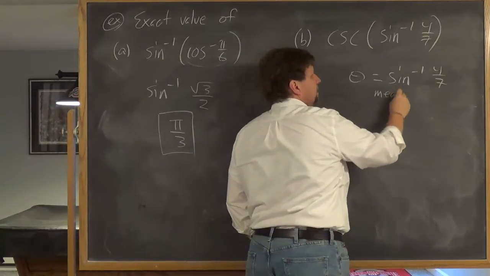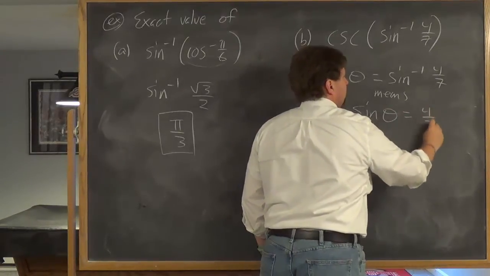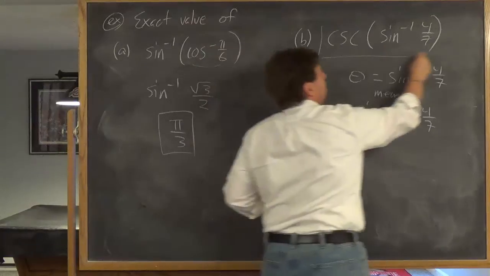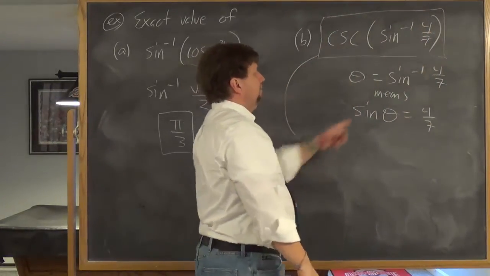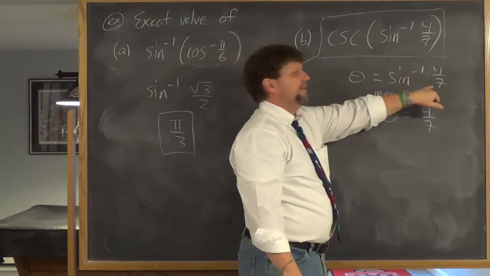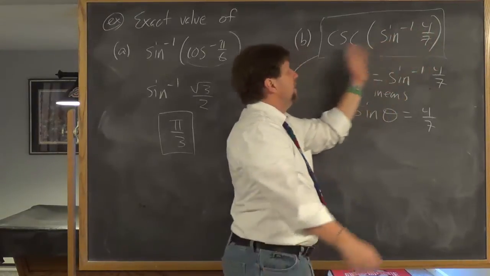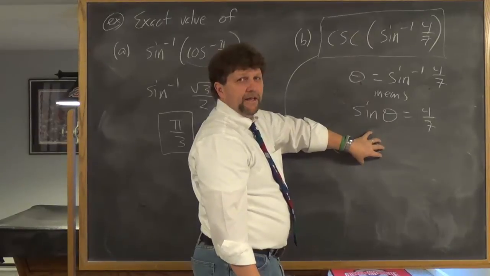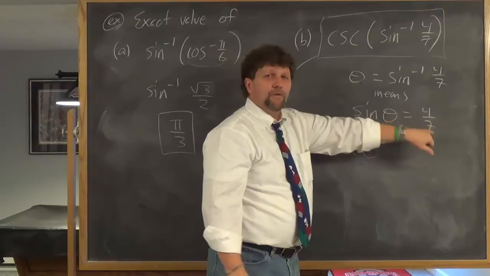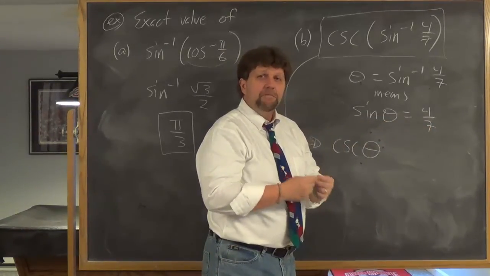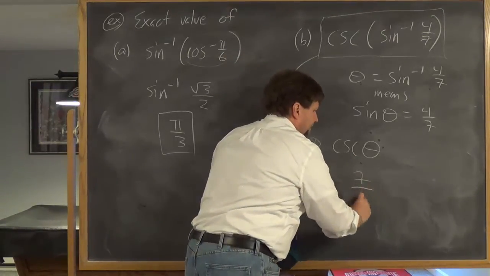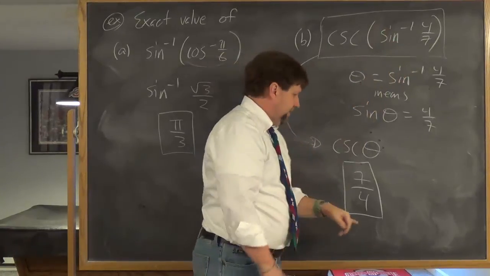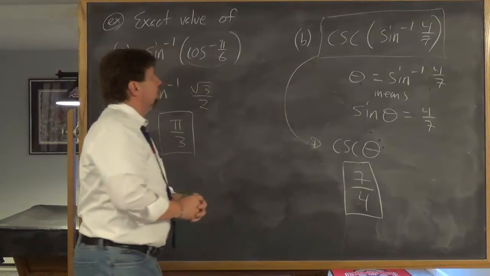Now remember, this really means that the sine of theta is equal to 4/7. That's what it really means. So look at what we have here. By making this note that theta equals inverse sine of 4/7, you've turned the original problem into cosecant theta. But if you know that the sine of theta is 4/7, thanks to the reciprocal identities, you immediately know that the cosecant has to be 7/4. So the exact value of cosecant of inverse sine of 4/7 is 7/4. And that's it for that example.